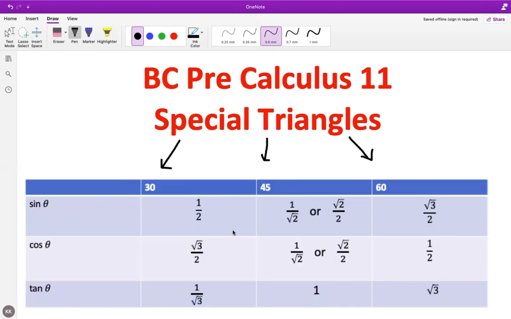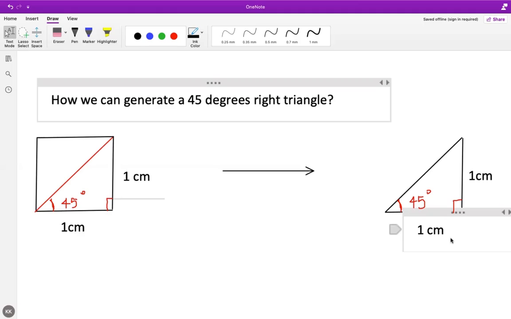So the question is how you can actually memorize this table. A lot of the time the teacher will not give you this table, but you need to memorize it sometimes. So in this video, I'm going to show you how you can memorize this table, and I'm going to prove this table to you as well.